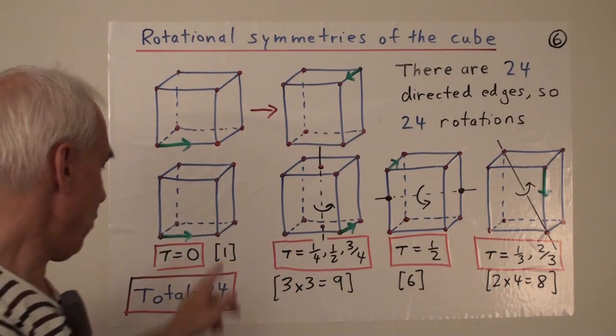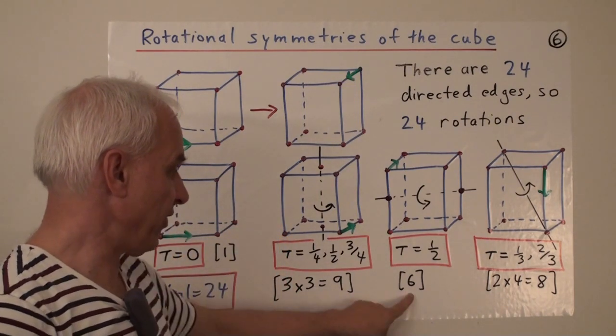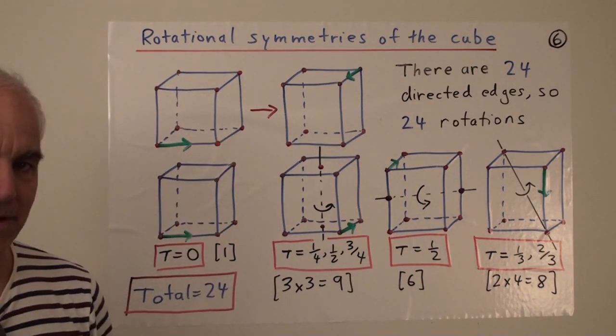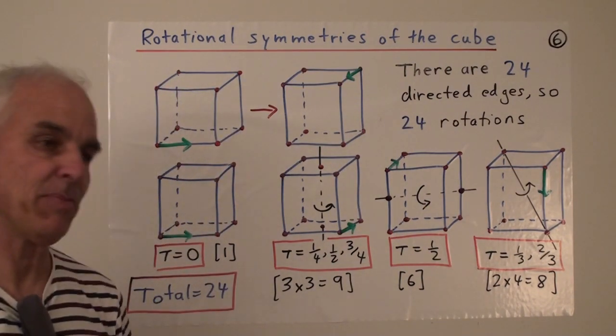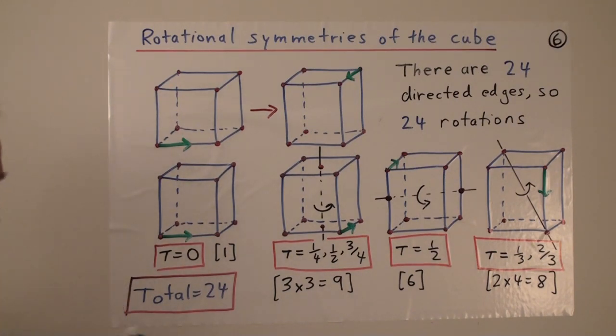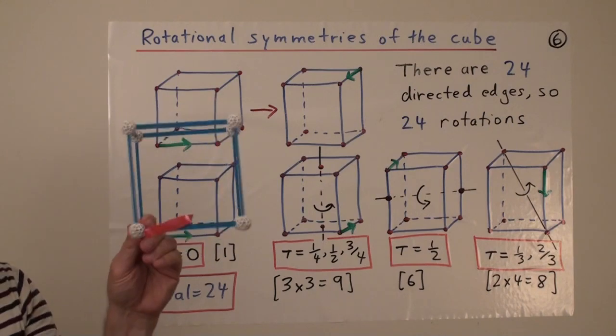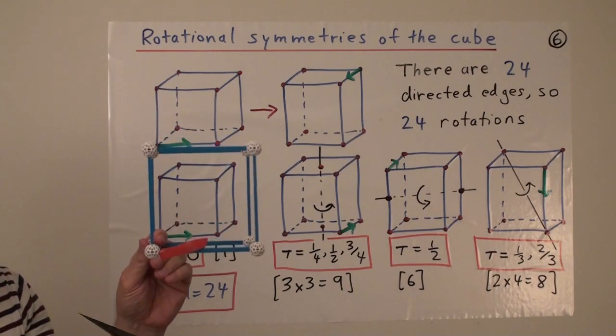For a total of 1 plus 9, that's 10, plus 6, plus 8, makes altogether 24. And that's how many we anticipated there were going to be by just thinking about how many possible directed edges there are for our cube.